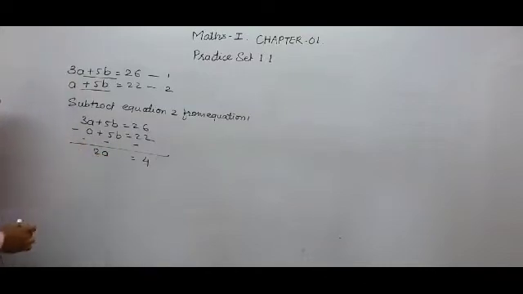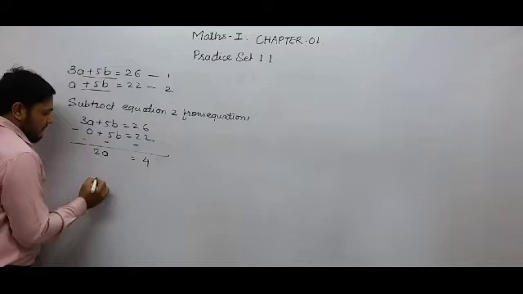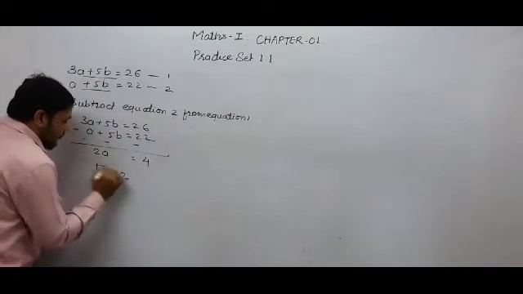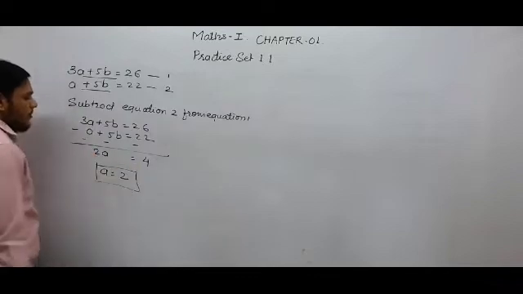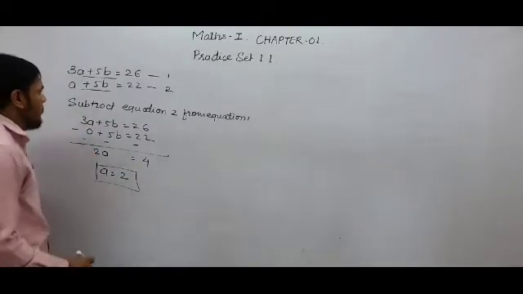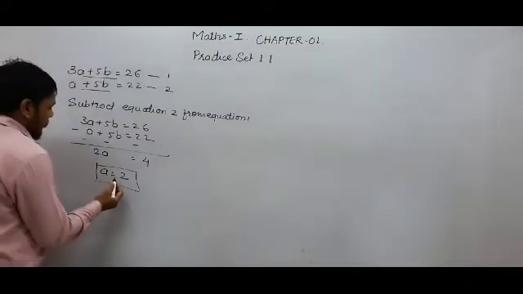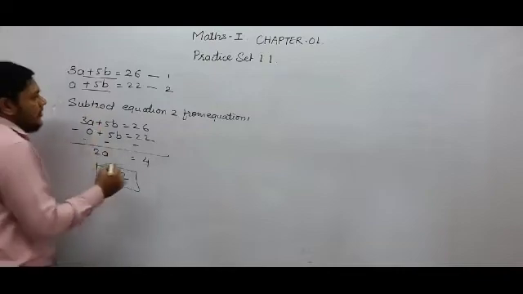So student, b is eliminated from here, and we can find the value of a. 2a equal to 4, so a equal to 2. You know that a will be equal to 4 upon 2, it will become 2. Now we want to find the value of b, and for finding the value of b, let us put a equal to 2 in equation 2.